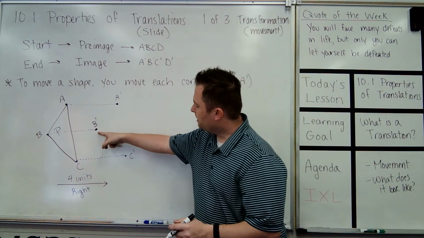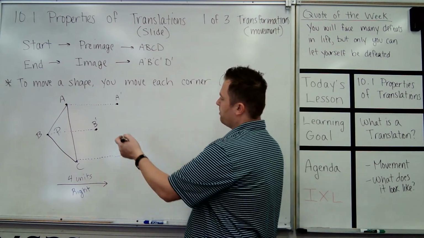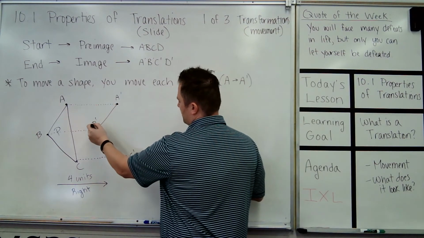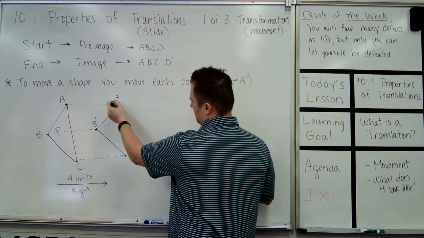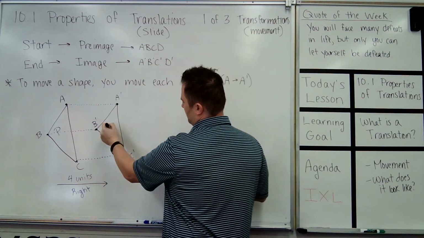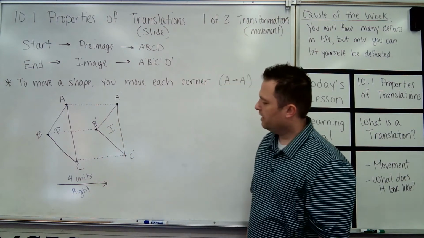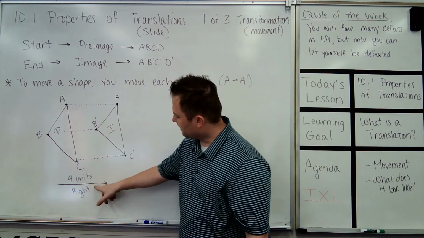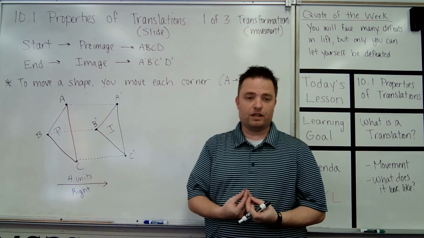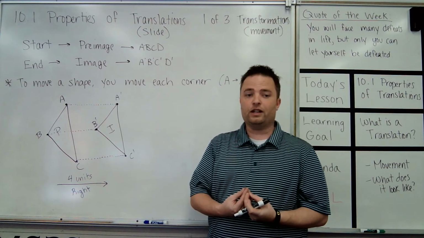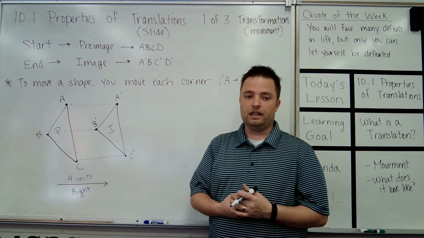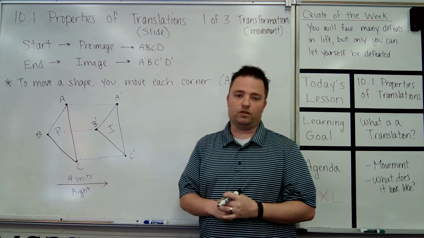Now, A, B, and C primes are what make up the image. If I connect the dots, this is known as the image. If each corner takes the same characteristic as the movement I'm trying to imitate, I will have successfully, on paper, moved the pre-image to the new location called the image.